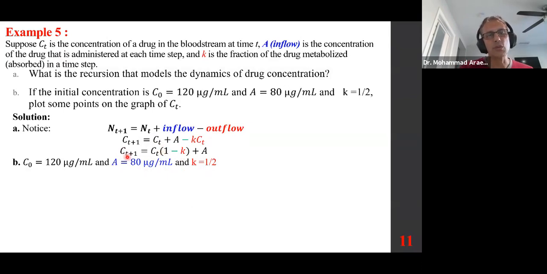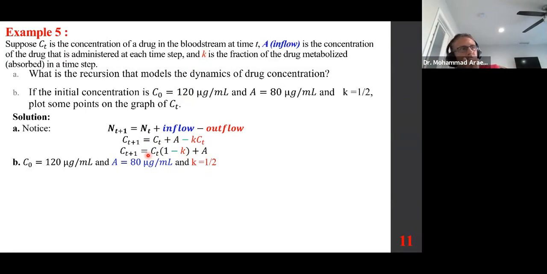So C sub T plus 1 is C sub T times 1 minus K. This part basically says, if 30% is gone, this is 70% of C sub T. If 80% is gone, 20% is left. That's the meaning of 1 minus K times C sub T.